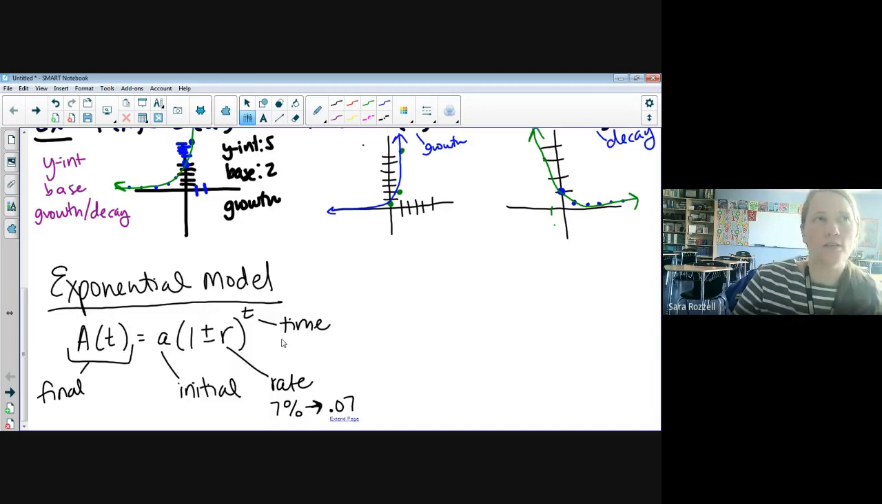Okay. So the ones that we're going to do today, we're going to have interest that is compounded at the end of every year. So the end of every year, they take the interest that you make and put it back into your account, and then you make money and interest off of that.